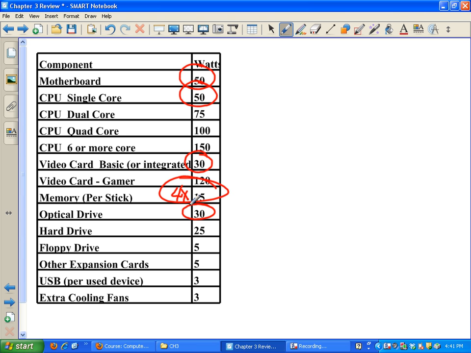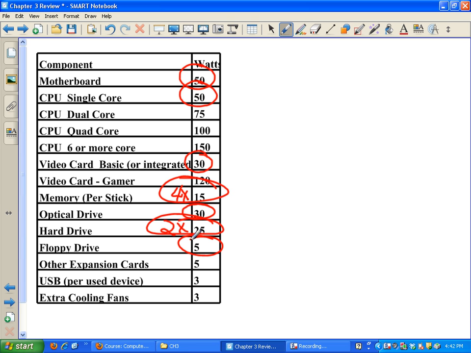It could have 2. Hard drives, 25 watts for a hard drive. I can't tell from looking at it, but I know it's got 2, so I'm going to put a 2 times that there. Floppy drives, yeah, that one's got a floppy drive. Normally they only have 1 if they have 1. Other expansion cards. Those integrated things are all included on the motherboard, but I have to look at the back of a PC to know if it's got expansion cards in it.